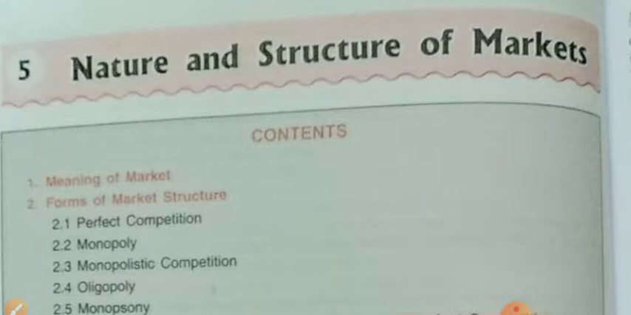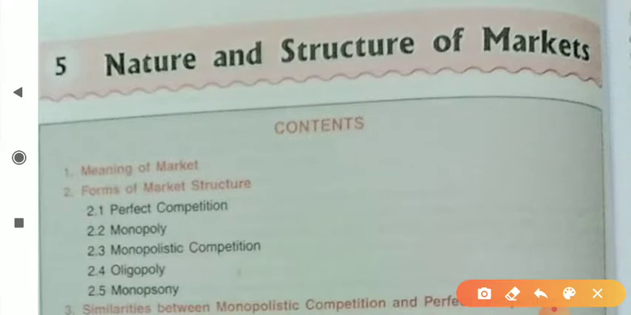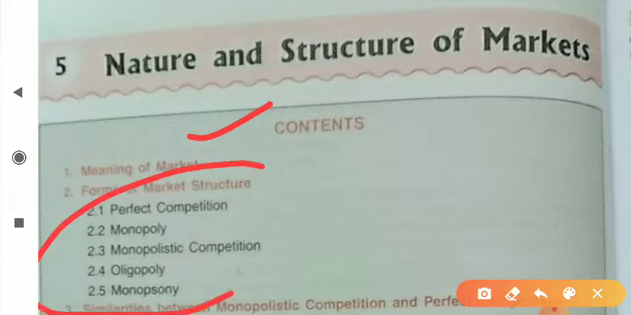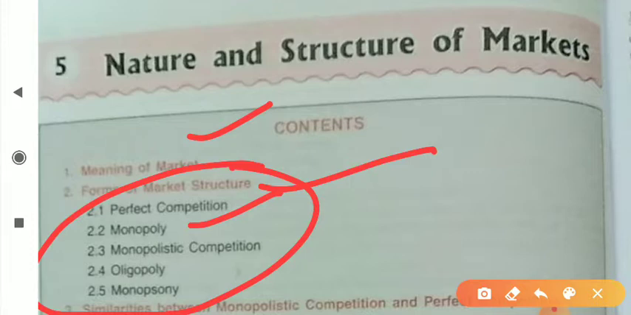Dear students, today we are going to start our new chapter, which is Nature and Structure of Market. In this chapter we will understand the meaning of market and what the different forms of market are, like perfect competition, monopoly, monopolistic competition, oligopoly and monopsony. In this chapter we will understand these different forms of market structure.